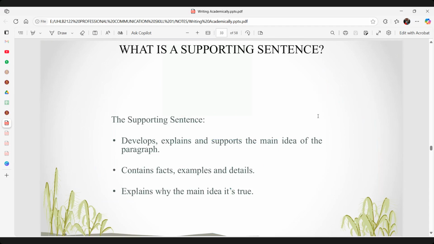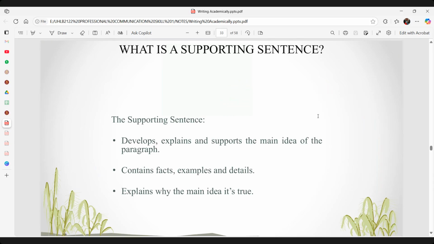Okay. Now, what is a supporting sentence? In the outline, I see supporting sentence or supporting details. These are all the same thing. And then justify also refers to the same thing. So a supporting sentence develops, explains, supports the main idea of the paragraph. So usually supporting sentences are facts, examples, and details. However, in your outline, I separated the reasoning, or the supporting details, and the example purposely. But actually, the supporting sentence example is part of the supporting sentence.